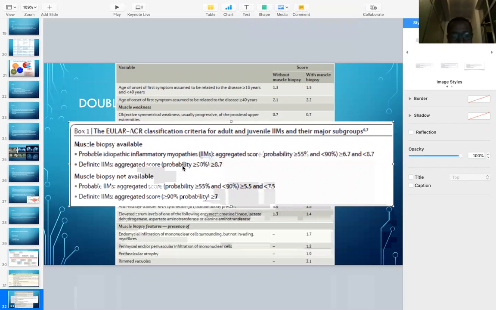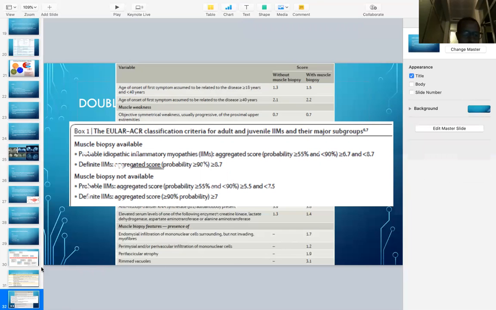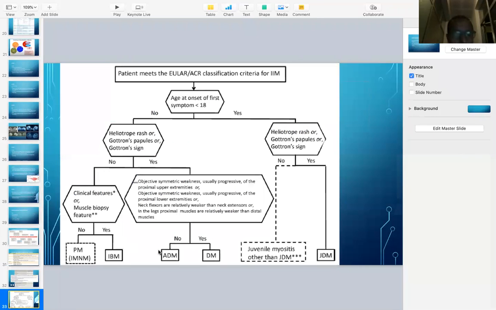If the patients have, in the presence of muscle biopsy, a cumulative score of greater than 8.7, then with a probability of greater than 90% they will be diagnosed as inflammatory myositis. In the absence of muscle biopsy, a score of greater than 7 will be enough to categorize them as idiopathic inflammatory myositis. Once you diagnose them, the subsequent classification is that you label patients as below once they fulfill the criteria for inflammatory myositis.